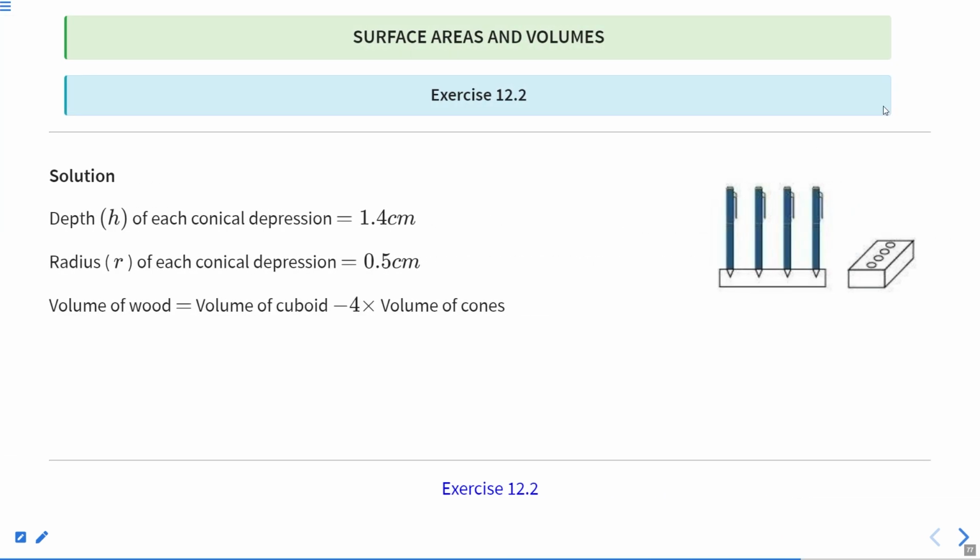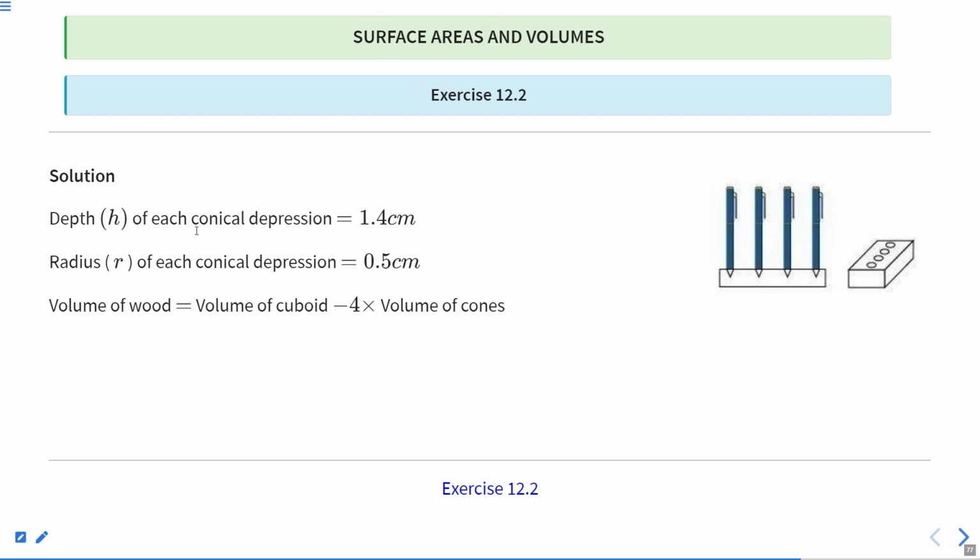Here you can see this figure. From this figure, in this problem, the depth of each conical depression is equal to 1.4 centimeter, and the radius of each conical depression is 0.5 centimeter. Now the volume of wood is equal to the volume of the cuboid minus 4 times the volume of a cone. We know the formula for the volume of a cuboid and the formula for the volume of a cone. If we use these formulas and put in the values of h and r, we'll get the volume of wood.